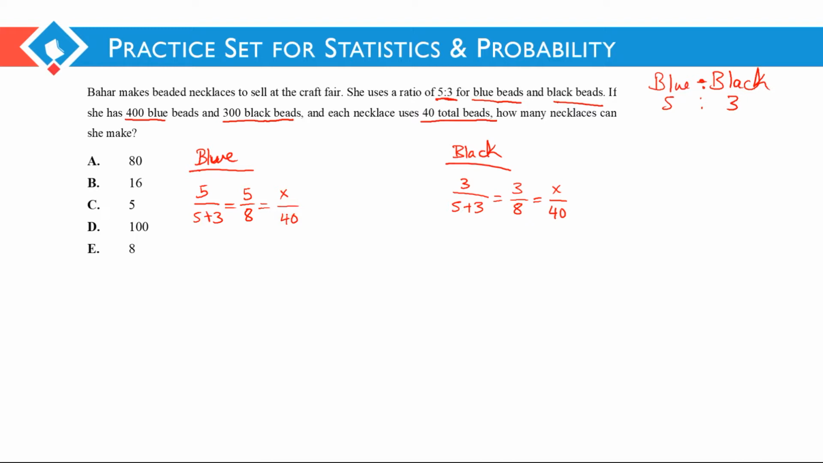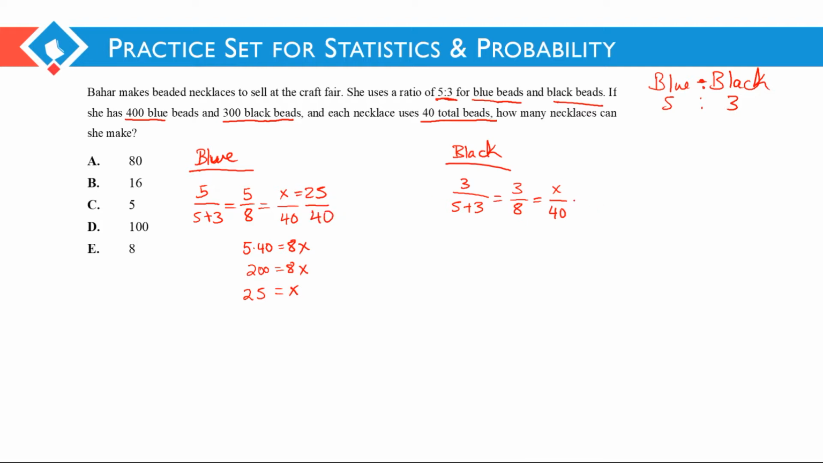And in this case, we can cross multiply. So 5 times 40 is equal to 8x. And 40 times 5 is equal to 200, equals 8x. And therefore, we know that x is going to be equal to 25. So this equals 25. All right, so 25 out of 40.